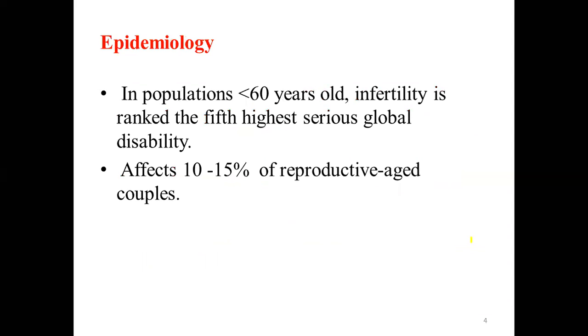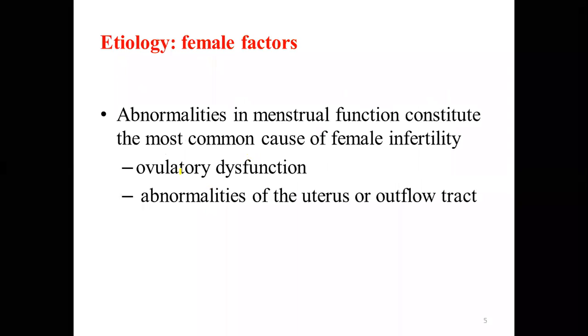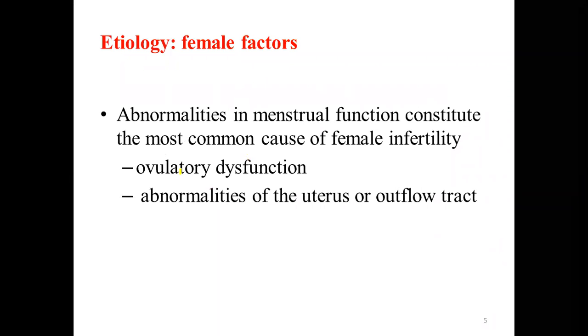So what is the epidemiology of infertility? I didn't manage to get any data on the African population, but according to epidemiological studies in the US, in the population less than 60 years old, infertility ranked as the fifth highest serious global disability, and it affects 10 to 15% of reproductive aged couples. So this age group is the most affected age group.